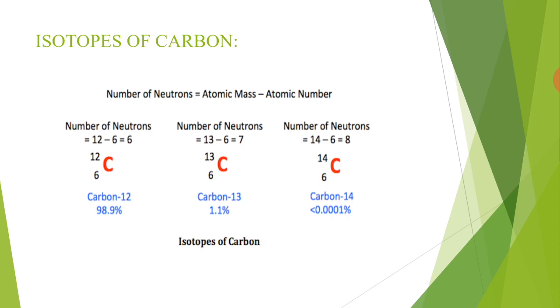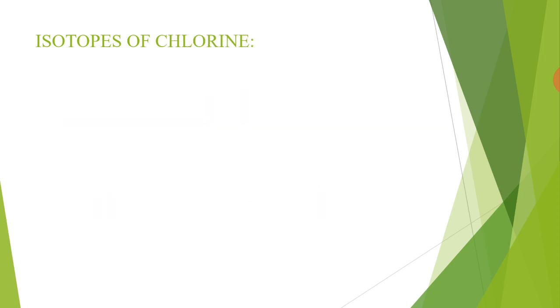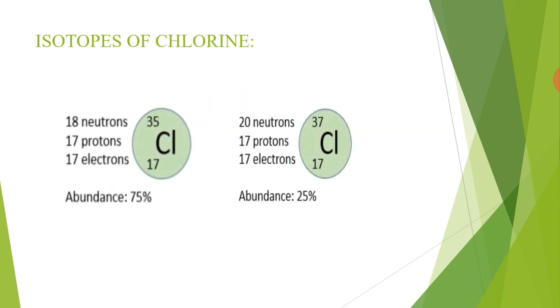Different forms of carbon are black or grayish black solid except diamond. They are odorless and tasteless. They have high melting and boiling point and are also insoluble in water. Natural abundance of isotopes of carbon is: carbon 12 is 98.9%, carbon 13 is 1.1% and carbon 14 is less than 0.0001%.